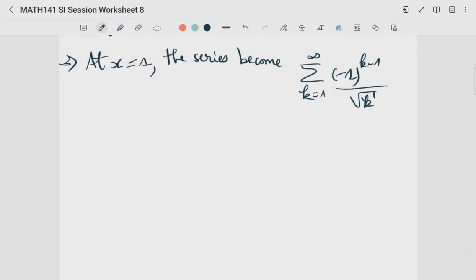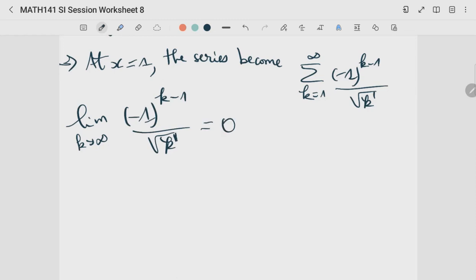And when we have that, by taking the limit test of the series, what do we find? We find that the limit as k tends to infinity of (-1)^(k-1) over root of k tends to 0, which tells us that our series converges, because the limit exists.